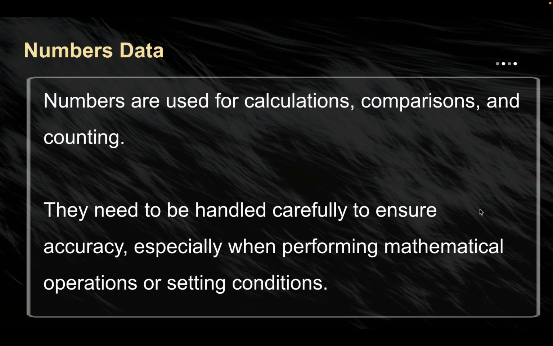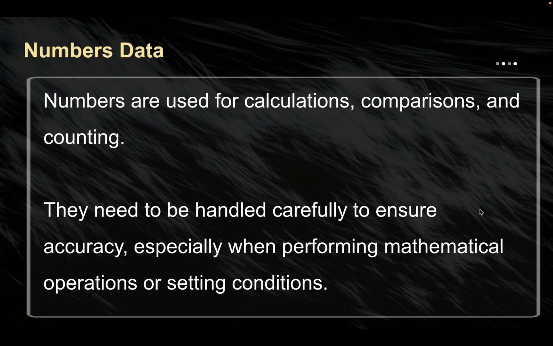Numbers data. Numbers are used for calculations, comparison, and counting. They need to be handled carefully to ensure accuracy, especially when performing mathematical operations or setting conditions. So you need to be careful when you are dealing with numbers. Sometimes you might see a number of 5, which is not actually a number, but a string. So when we come to a use case, I'm going to explain that clearly.